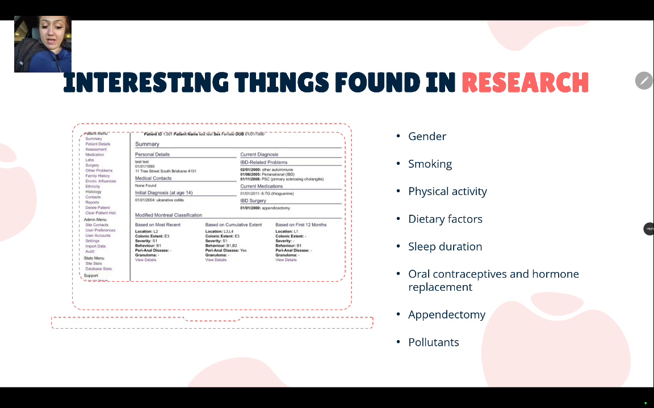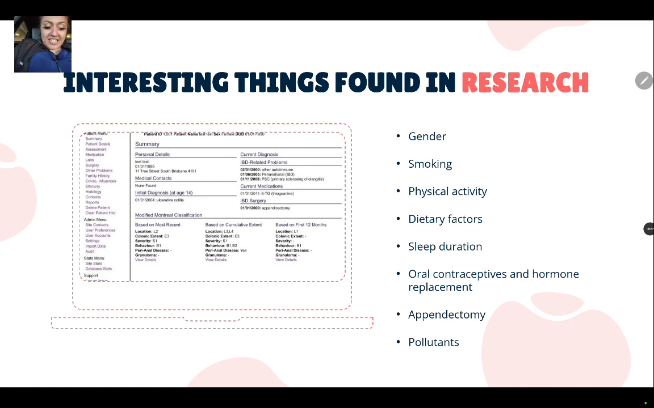And then an appendectomy. Some studies have suggested that the risk of Crohn's disease is increased after an appendectomy. Whereas some data suggests that having an appendectomy may lower the risk of developing ulcerative colitis, while the mechanism of this protective effect is actually unknown, though. So, FYI. And then last but not least, pollutants.